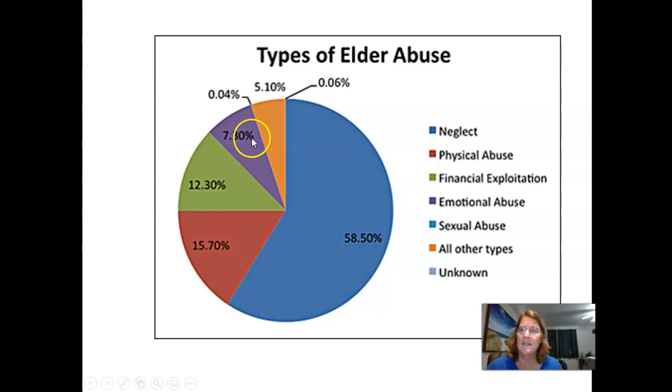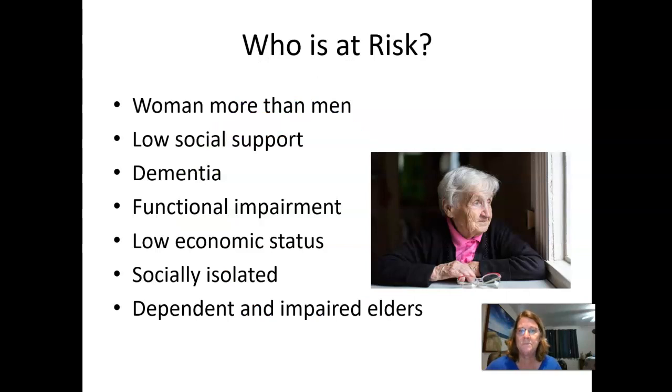7% is emotional abuse. And then we have sexual abuse, which is actually a very small component of it. Sexual abuse is not even 1%, and then just a little over 5% are all other types of abuse combined. So we need to be aware that this is happening. We need to realize how commonplace it is and what type of abuse is happening for these people.